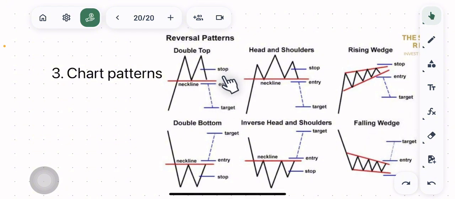When you see a double top, you anticipate a sell, right? When you see head and shoulder pattern, you anticipate a sell. When you see a rising wedge, you anticipate a sell. When you see a double bottom, you anticipate a buy. When you see an inverted head and shoulder pattern, you anticipate a buy. When you see a falling wedge, you anticipate a buy. These are the chart patterns I have here that I consider most important. There are others, right? So take note of this, search them out in your chart and practice them.